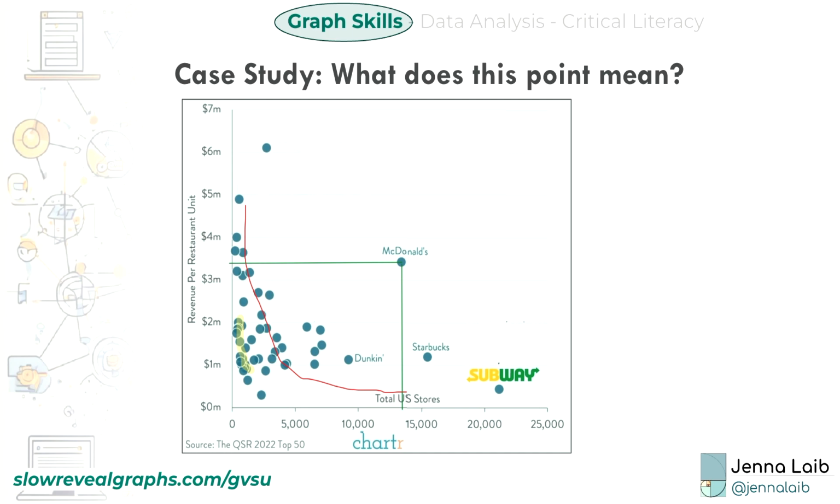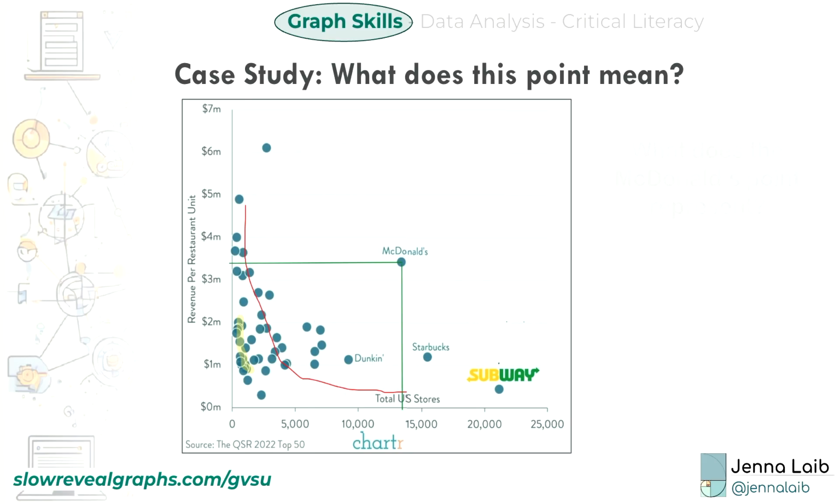We got to the McDonald's. They were really fixated on that because it felt like an outlier to them. But what does that point mean? Because they kept talking about it as the 13,000 stores McDonald's. They were so focused on this one axis, this one variable, and we needed them to understand that that point is representing two different variables.